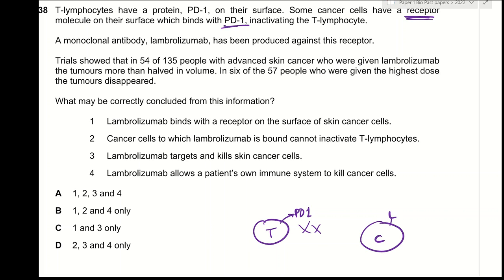A monoclonal antibody has been produced against this receptor. What may be correctly concluded from this information? 1. The monoclonal antibody binds with a receptor on the surface of skin cancer cells. This is correct. It binds to the receptor, inhibiting it. 2. Cancer cells to which the monoclonal antibody is bound cannot inactivate T lymphocytes. Obviously, this is correct, because if the receptors are bound, they cannot inactivate the PD-1 proteins on T lymphocytes. Therefore, they cannot inactivate the T lymphocytes.